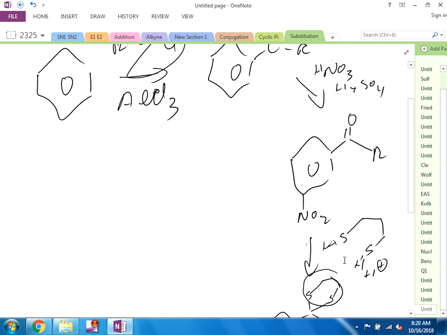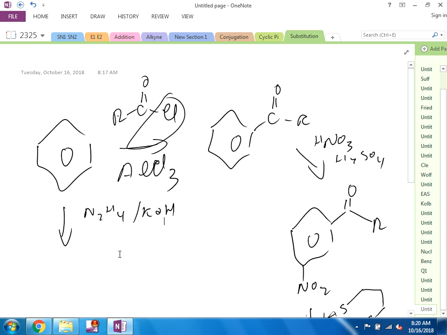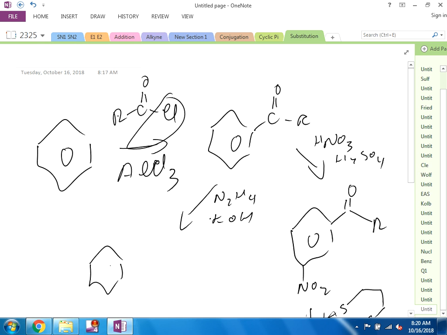Now let's change it up a little bit and do another type of reaction. The other day we talked about this one using hydrazine and then base and a high boiling solvent. This was called the Wolff-Kishner. So this stuff is just a review. I'll do the Wolff-Kishner, and that'll go ahead and reduce the carbonyl down.